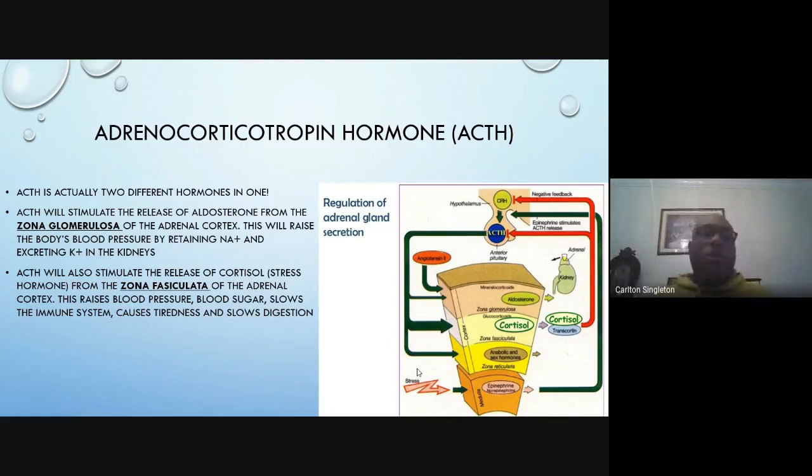It raises your blood pressure. It raises your blood sugar. It also slows down your immune system. So, guys, you read an article on corticosteroids. Where do corticosteroids come from? They come from cortisol. Actually, they're all derived from cortisol.